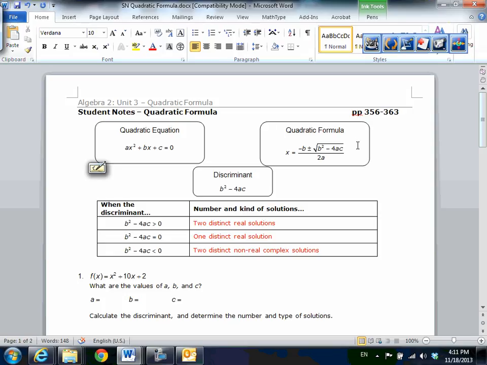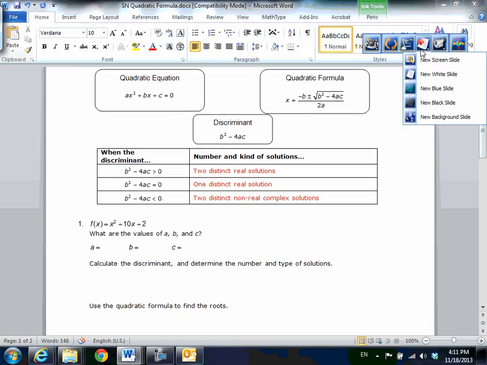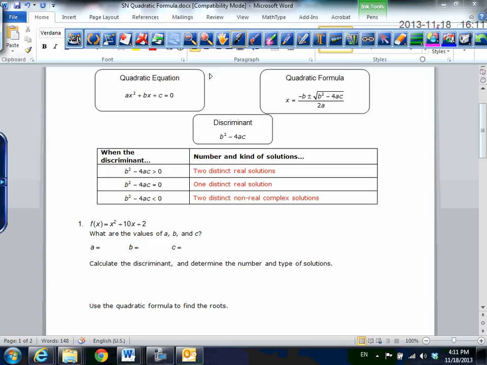For all of those, we can use the quadratic formula, but it's kind of lengthy, as you can see here. So what we want to do is only use it on the ones that we can't factor, that maybe don't cross the x-axis at all, those would be imaginary, all that stuff. First thing we're going to do is figure out what a is, what b is, and what c is. We're going to use the discriminant to help us figure out how many solutions there are.